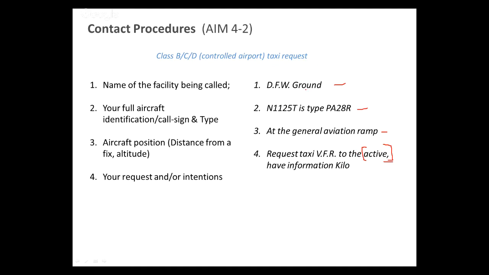So who am I calling? DFW ground. What's my identification? November 1125 Tango. And what's my type? PA28. Where am I at? At the general aviation ramp. What do I want to do? Taxi VFR to the active. I have information kilo. This is my ATIS information kilo.